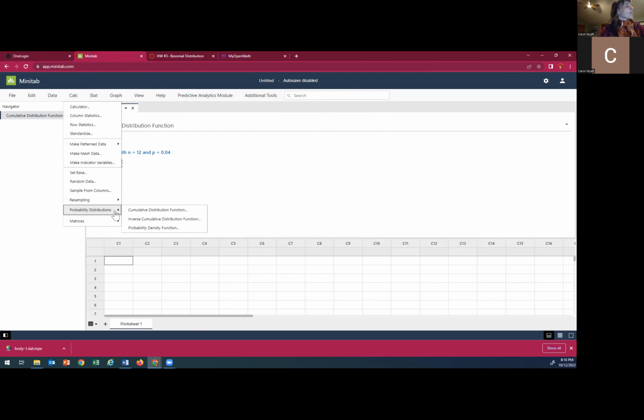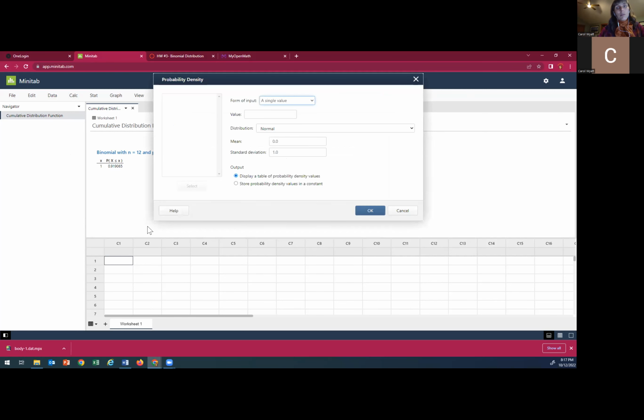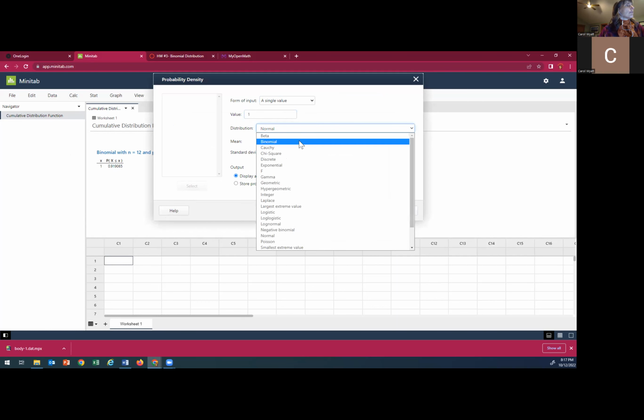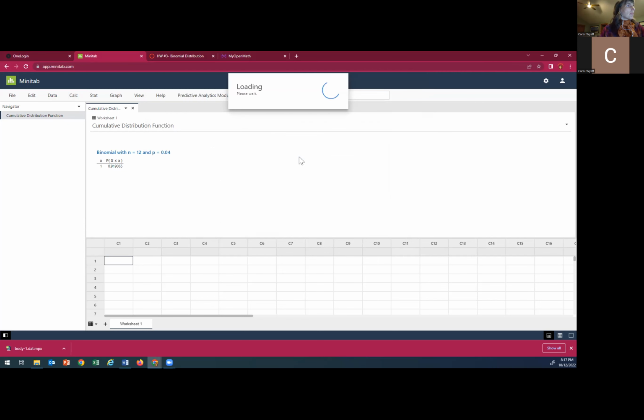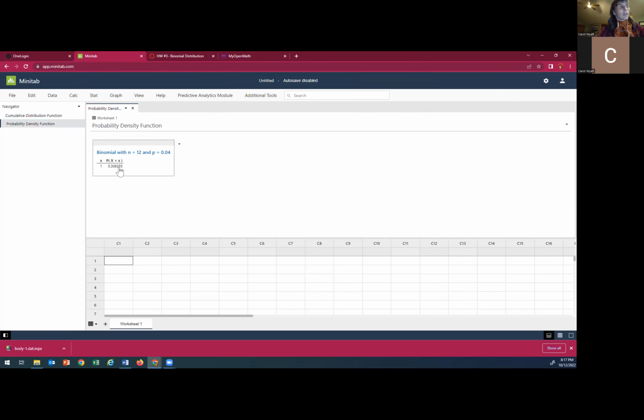That's cool. Let's play around with this Minitab a little bit more. Go to probability distributions, and go to probability density function again. Not cumulative this time, just density. Value 1. Need to choose the right distribution, binomial. Number of trials, 12. And event probability, 0.04. There's that 0.31 that we added together, or 0.306.